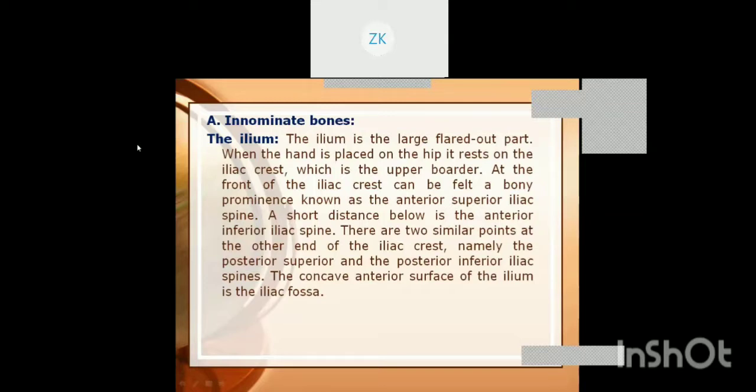So this ilium has a prominence. All these things I will show you, so for now you just listen. It has a bony prominence. We have the anterior superior iliac spine, and then a short distance just below it is the anterior inferior iliac spine. And then there are two similar points on the iliac crest. We have the right and left iliac crest, because you have your right hip bone and your left hip bone.